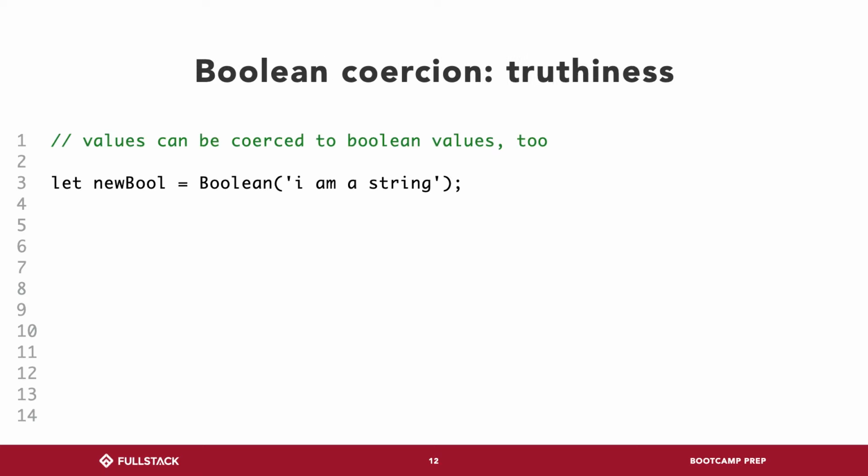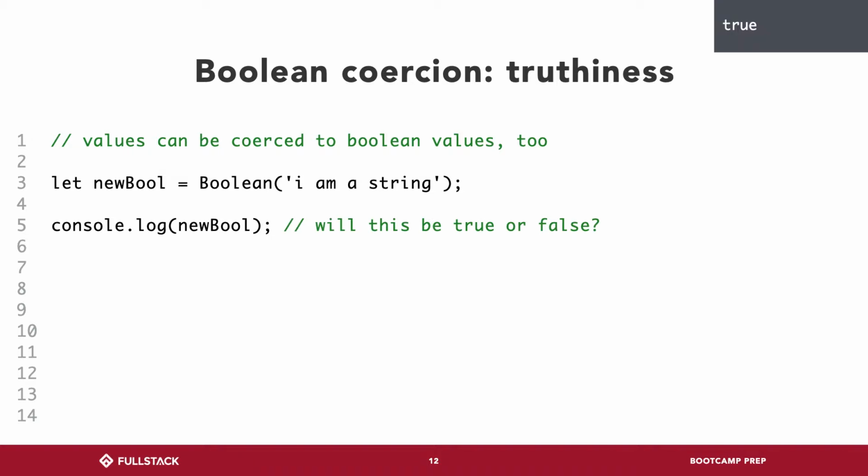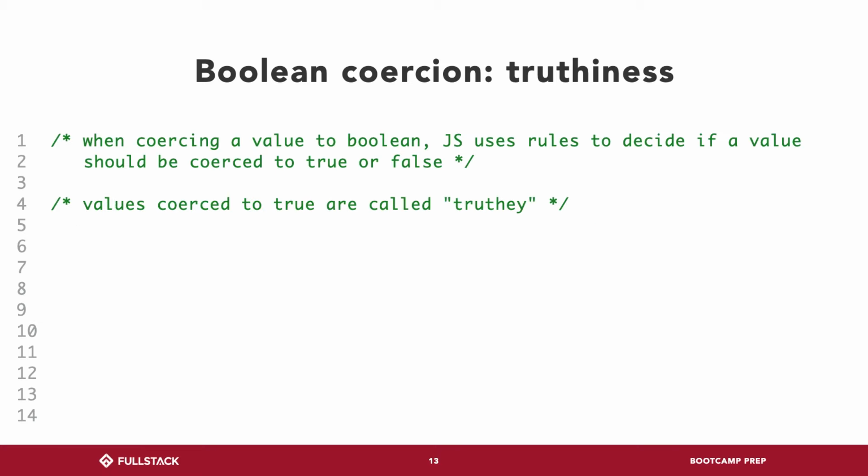So values can be coerced to Boolean values too. So this will be true. Any string that has length is truthy. An empty string is false. When coercing a value to a Boolean, JavaScript uses rules to decide if a value should be coerced to true or false. Values coerced to true are called truthy. Values coerced to false are called falsy.